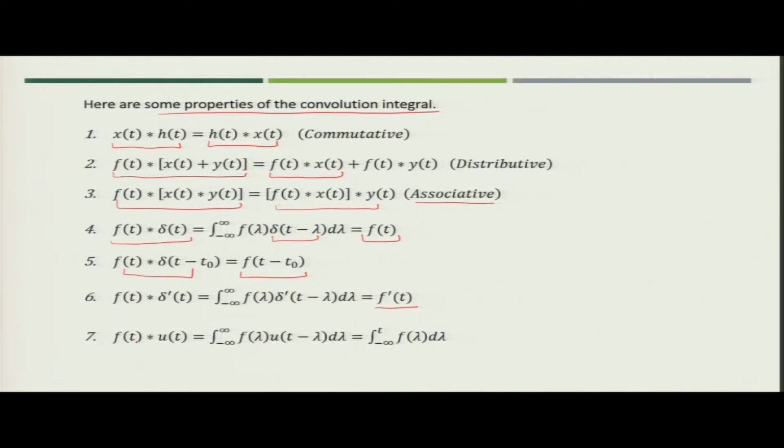Now, if you take the convolution of f with the unit step, the output would be the integral from minus infinity to t of f(lambda) d lambda, because for lambda greater than t, the unit step would be 0. That is why t is the upper limit of the integral for the convolution of f with the unit step function. These are the major properties which we will keep using when we use the convolution integral in various circuit concepts.